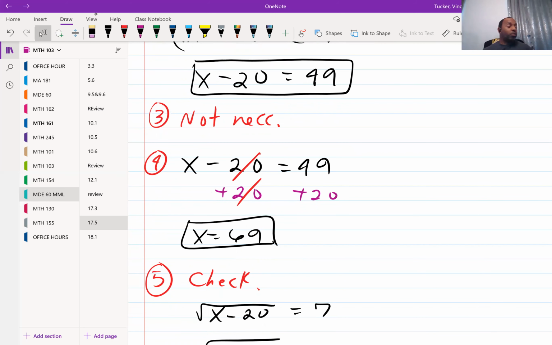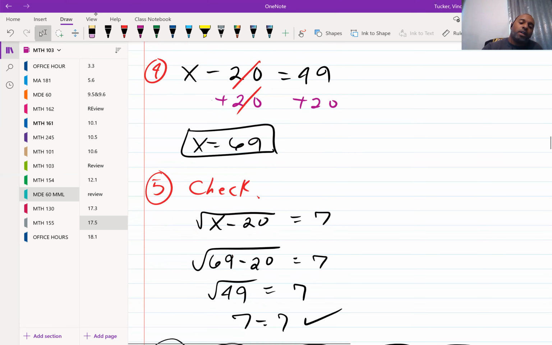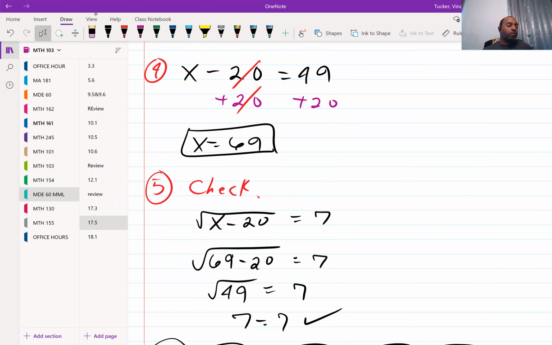Then we have to check, because when it comes to these types of problems, it is possible for your solution or solutions not to work. So you have to make sure you check them to be sure. That's because you're doing things like squaring both sides. That changes the dynamic of that equation, or it can change it anyway. Plugging in 69, 69 minus 20 is 49. Square root of 49 is 7. So that works out for us.